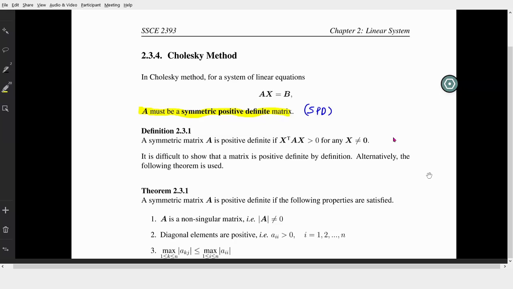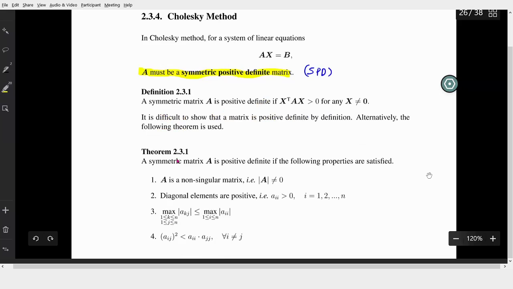Okay, symmetric positive definite. So there are two ways of showing or verify whether A is an SPD or not. First by definition, second one by the theorem. So by definition, a symmetric matrix A is positive definite if you can show X^T, for the transpose, X transpose multiply with the matrix A, and multiply with the X, should be greater than zero, should be always positive for any vector X not equal to zero.